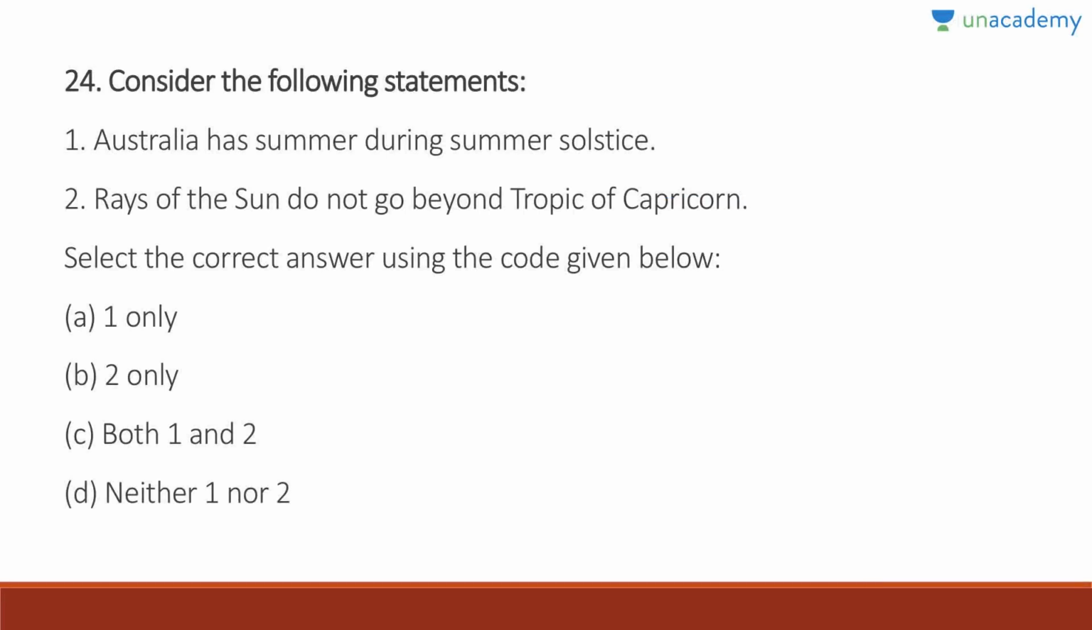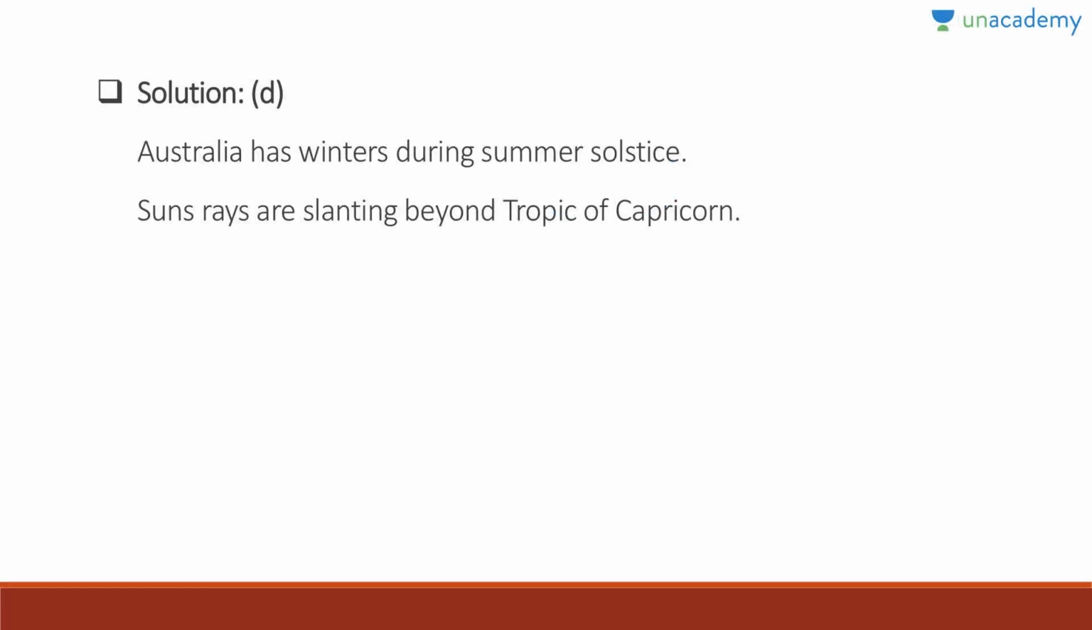Question number 24. Consider the following statements. Australia has summer during summer solstice. This is wrong. Australia has winter during summer solstice because it is in the southern hemisphere. The conventions are taken based on the northern hemisphere. Sun rays are slanting beyond Tropic of Capricorn. So yes, this is correct? Rays of the sun go, but they go in slanting fashion, so this is also wrong. So answer is D, neither one nor two. Australia has winter during summer solstice, and sun rays are slanting beyond Tropic of Capricorn.